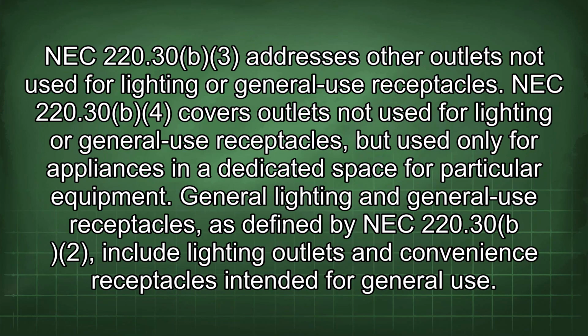NEC 220.33 addresses other outlets not used for lighting or general use receptacles. NEC 220.34 covers outlets not used for lighting or general use receptacles, but used only for appliances in a dedicated space for particular equipment. General lighting and general use receptacles, as defined by NEC 220.32, include lighting outlets and convenience receptacles intended for general use.